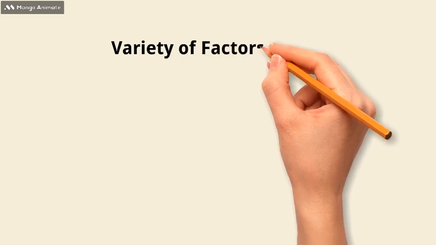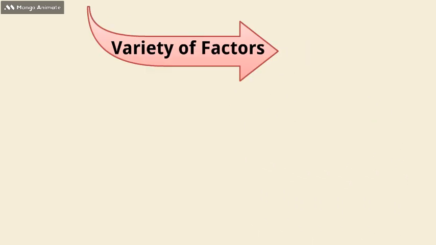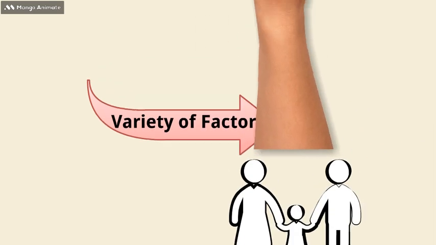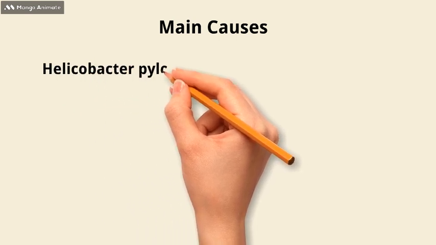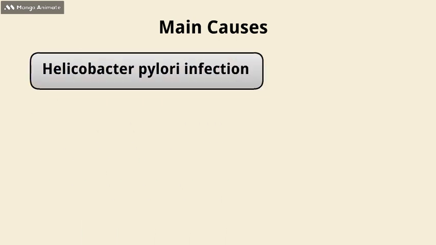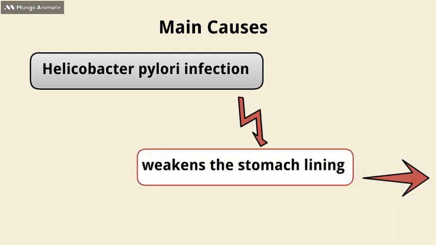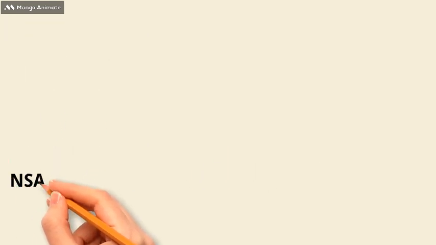Gastric ulcers can be caused by a variety of factors, and it's important to understand these risk factors to prevent and treat the condition effectively. Some of the main causes include Helicobacter pylori infection. This bacterium weakens the stomach lining, making it more vulnerable to acid damage and leading to ulcer formation.